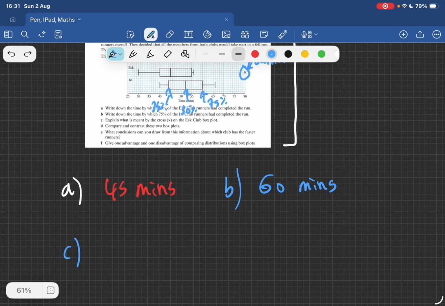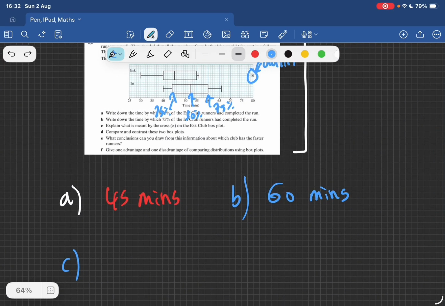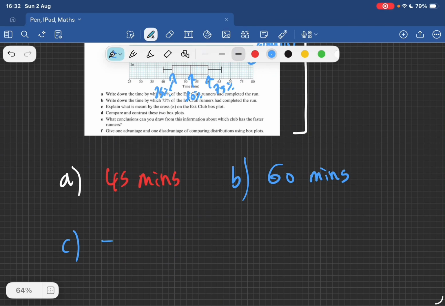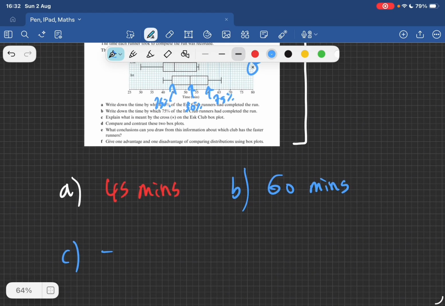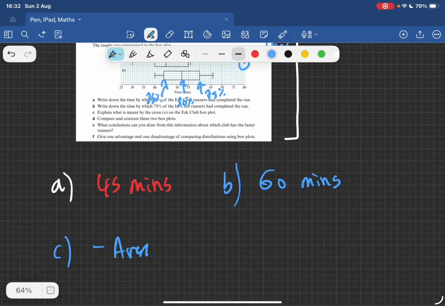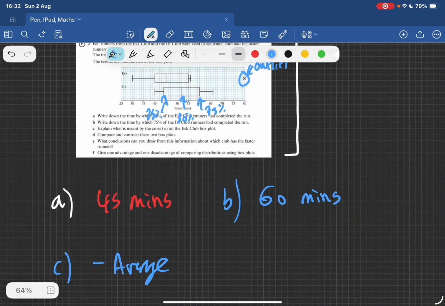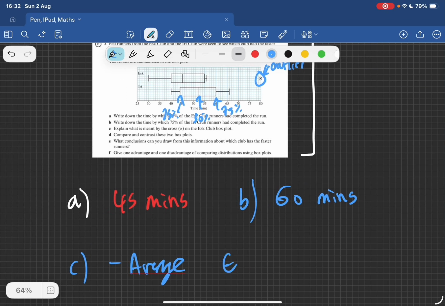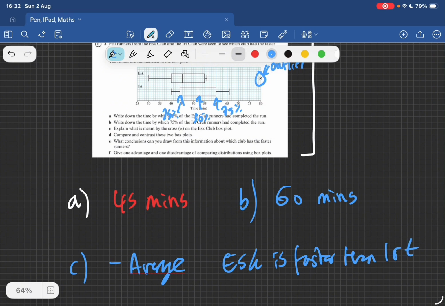And then compare and contrast these two box plots. Whenever we're comparing, we want to compare our median. So on average, we've got that S is quicker, is faster than T, because of the lower time. In these timing questions, it's always a bit difficult that the lower time is better in running. So S is faster than T.